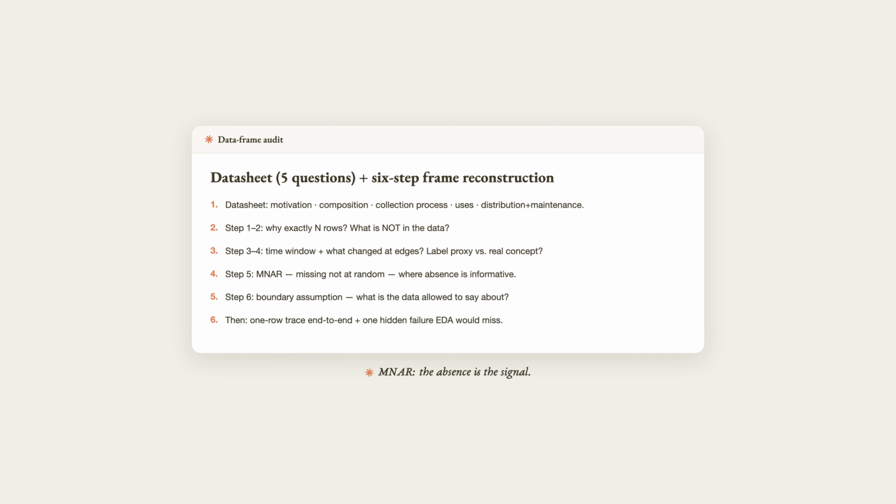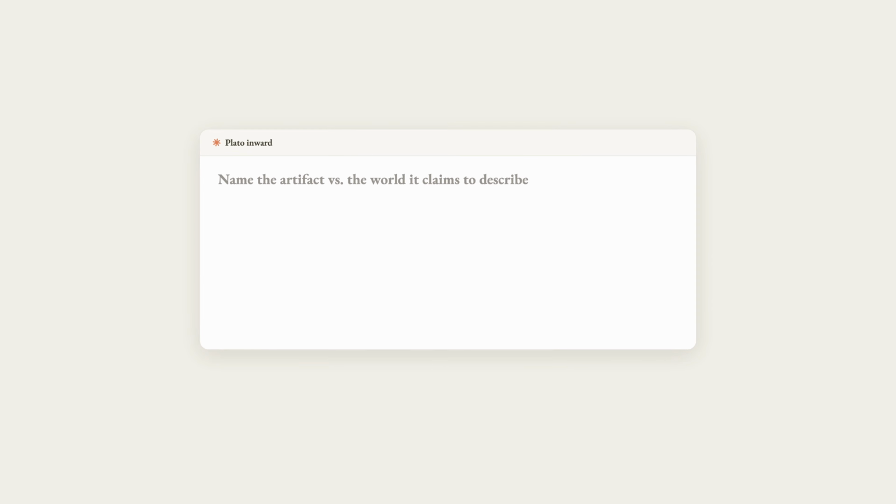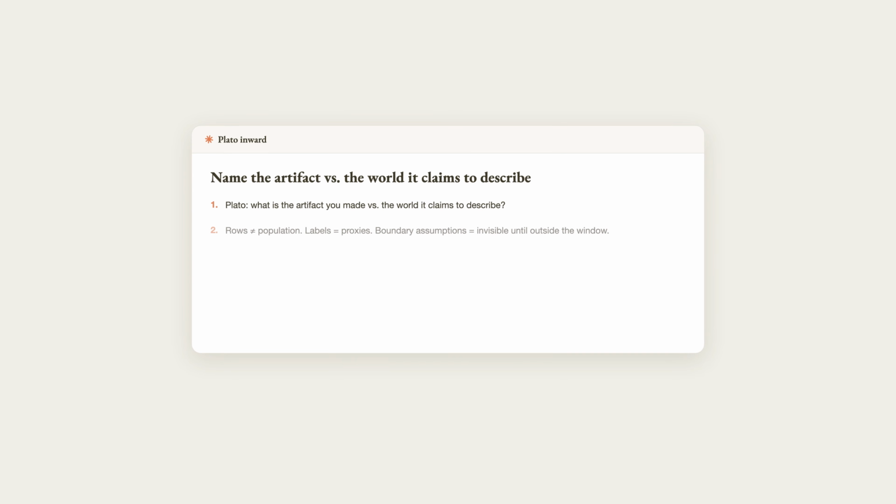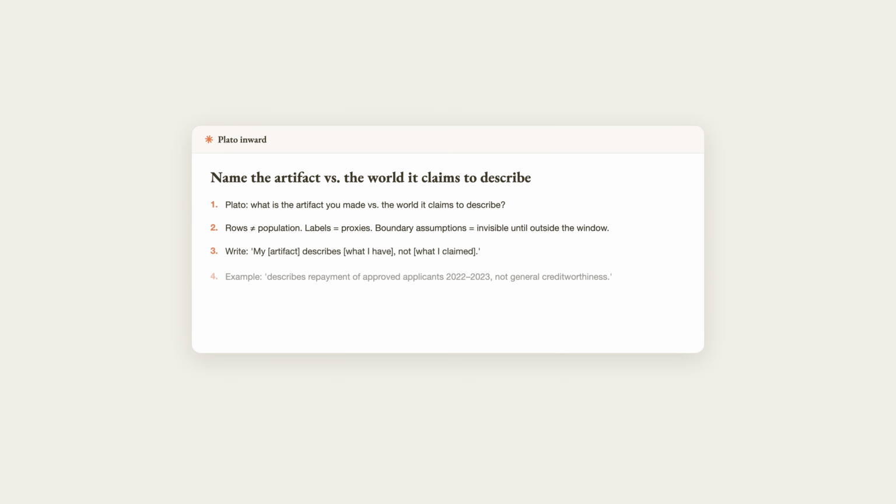Then, trace one row end-to-end from its source to its prediction. Name one hidden failure that procedural exploratory data analysis would not catch. Looking outward is the classical move for the data frame audit. The question is, what is the artifact you made versus the world it claims to describe?